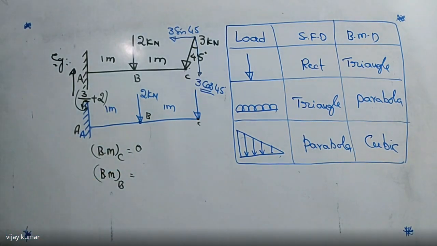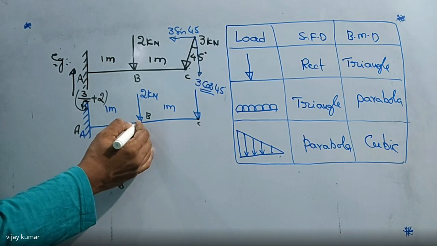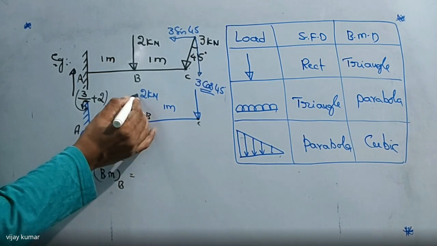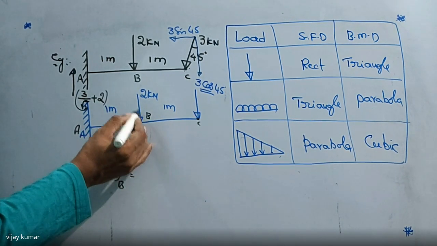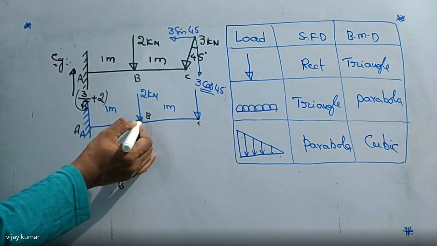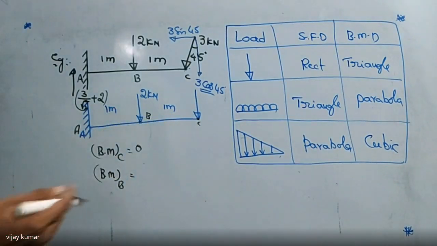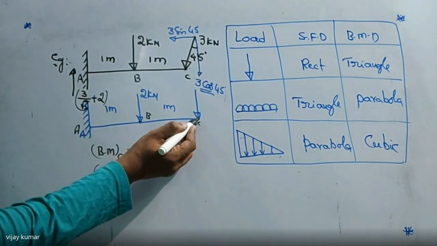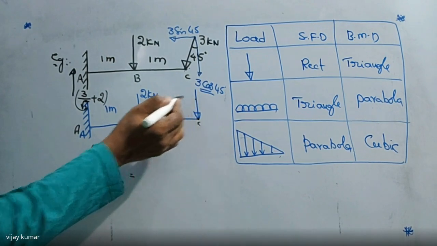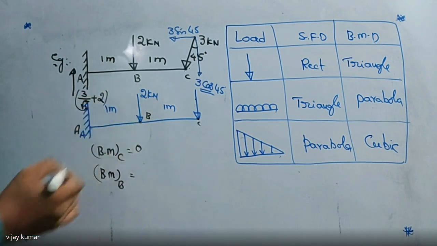And I'm going to write bending moment at point B. Listen carefully. If you want to find the bending moment at point B here, this force is passing through point B, so this moment is zero. But this force is not passing through point B. This force is at a distance of 1 meter away from the point B. So there must be a moment with respect to this force, taking the point B.